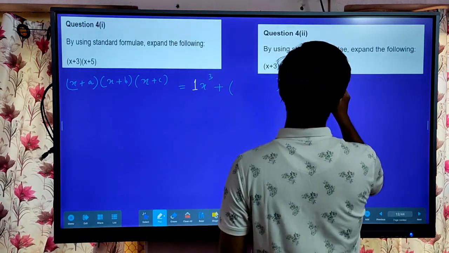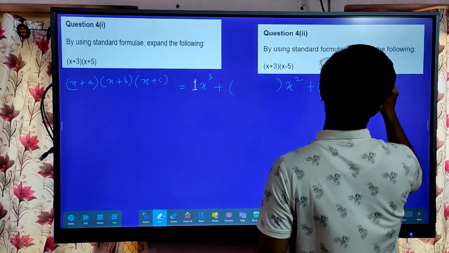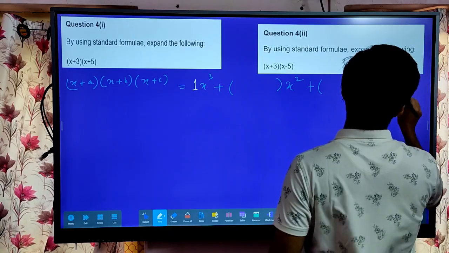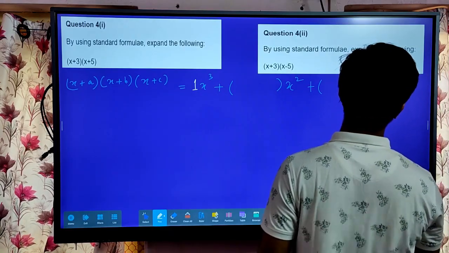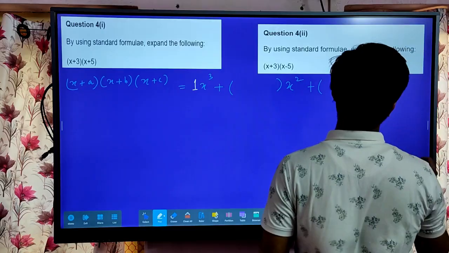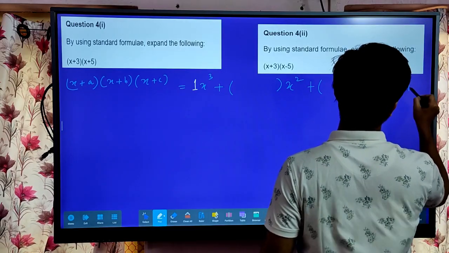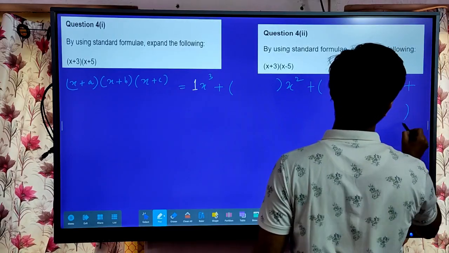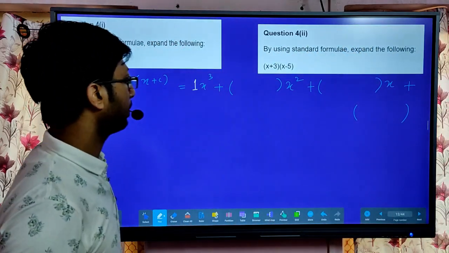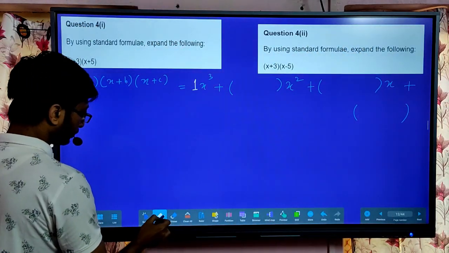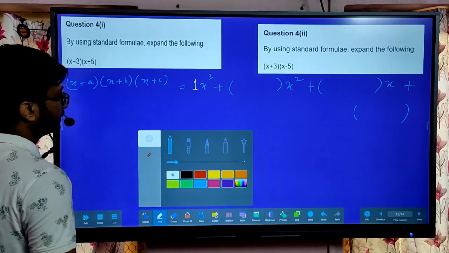So this will be, leave another gap, you write x over here, and then plus this will be product of the three terms. Okay, now how to fill this gap?